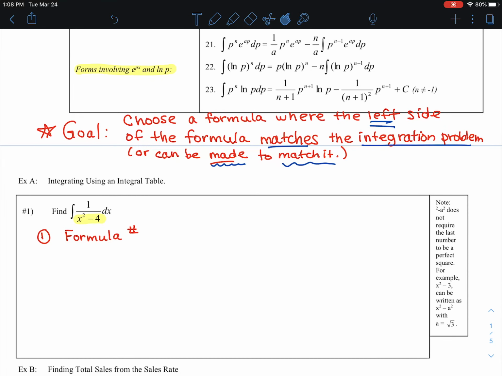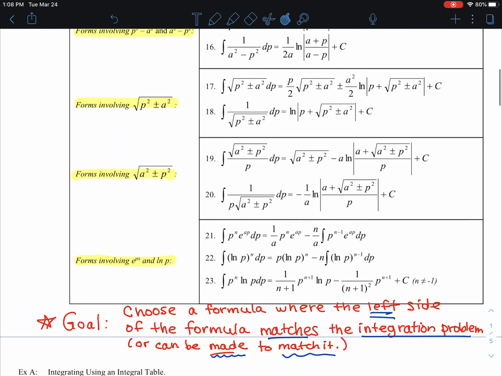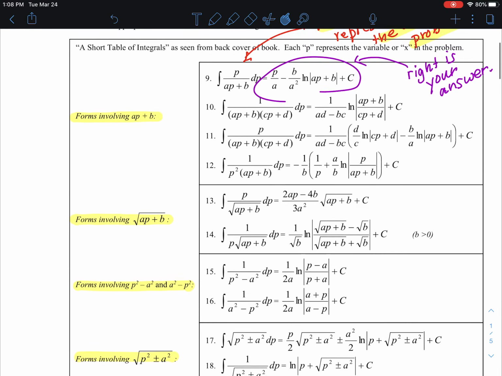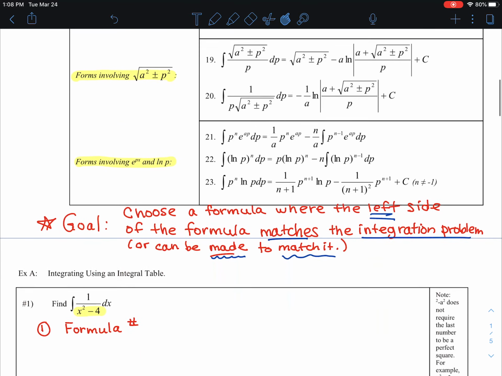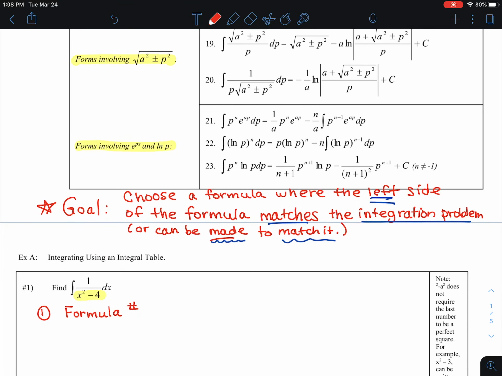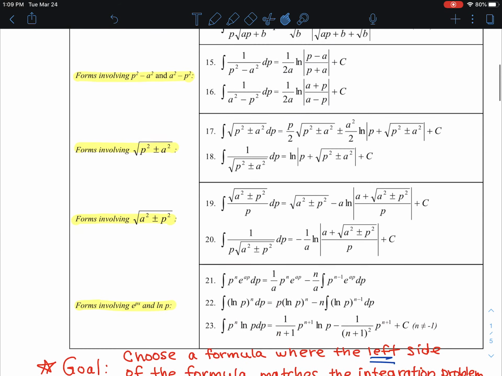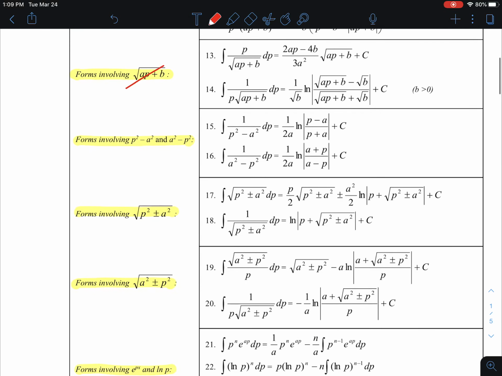So as we go back and look at our options on the front, I'm going to draw your attention to the left side here. I can automatically eliminate these first four formulas because remember, p is our variable. That p is not squared. Nowhere in our problem did we have a square root symbol.